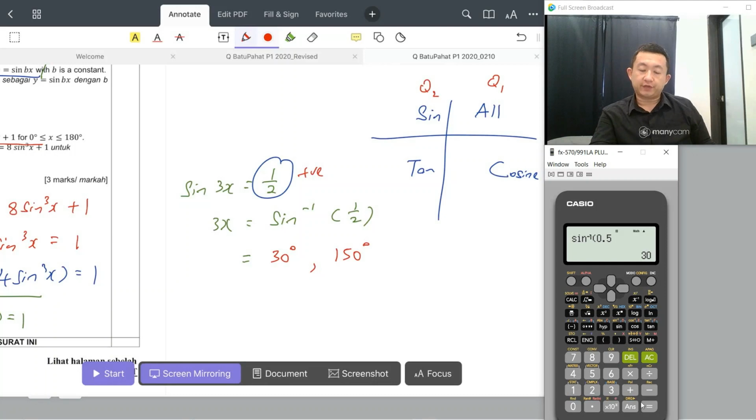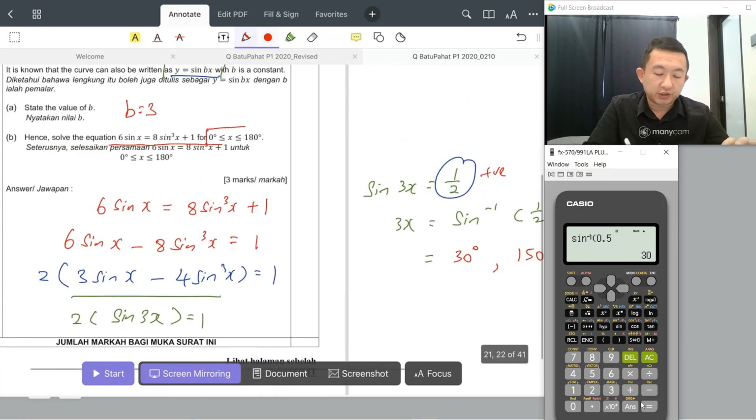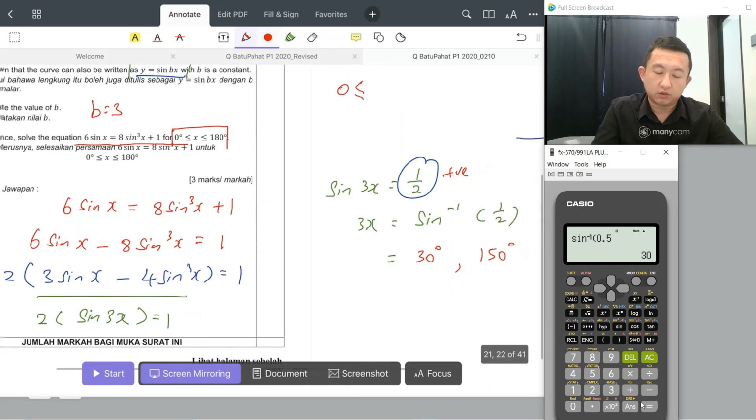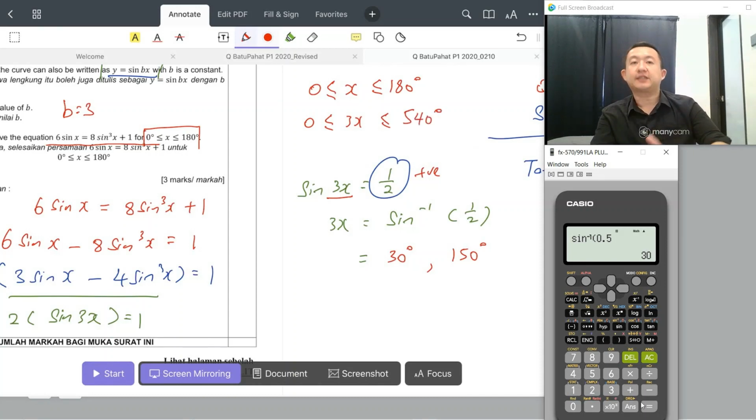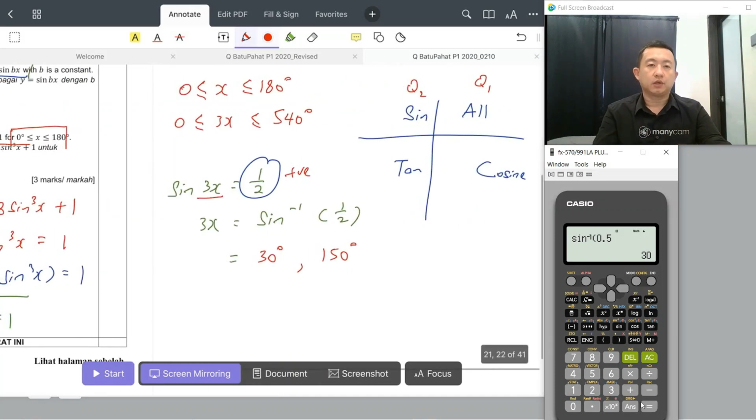So you have 150. Okay, do we stop here? You look at the range. The range is between 0 to 180 for x. Now we are dealing with 3x, so multiply by 3 and you have 450 as the range. So can you continue? Yes, of course, because the range goes until 450 for 3x. So you continue.